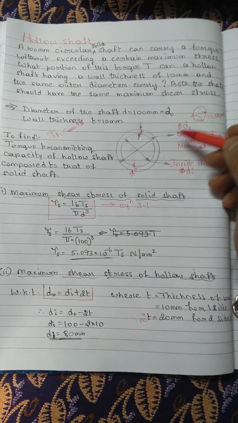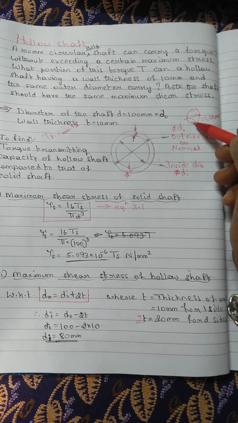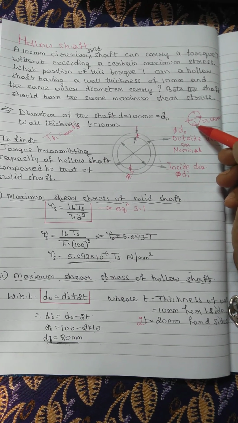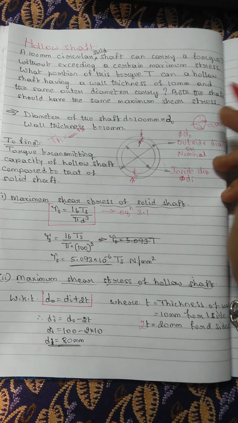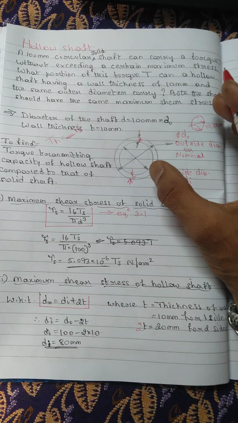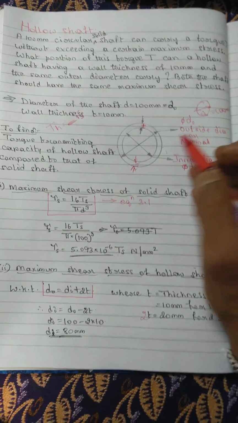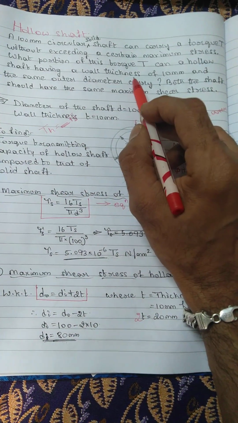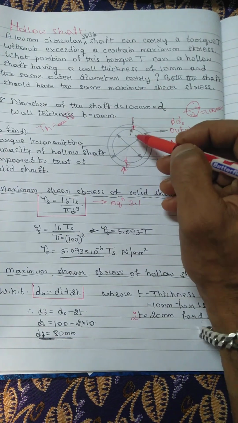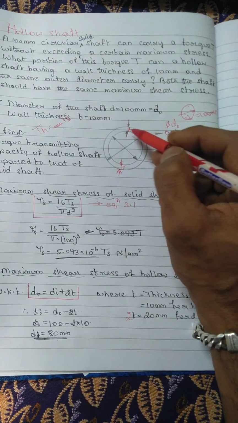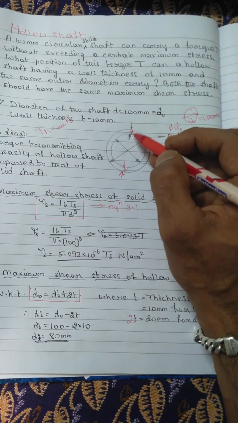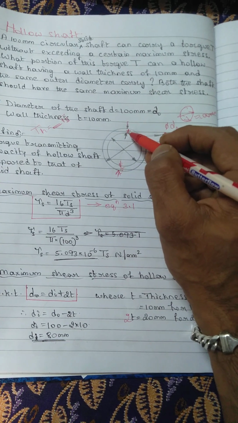If the solid shaft is replaced in the place of the hollow shaft, or vice versa, how much the torque transmitted varies has to be calculated. Here the wall thickness of the hollow shaft is given. This is an illustration sketch for you. So the wall thickness of a hollow shaft is given.